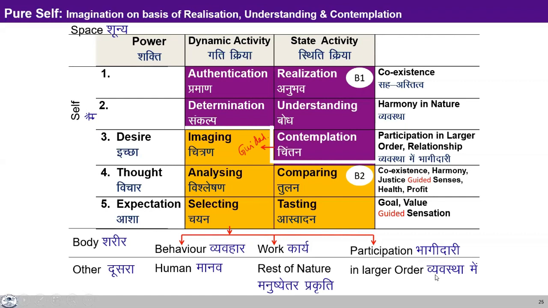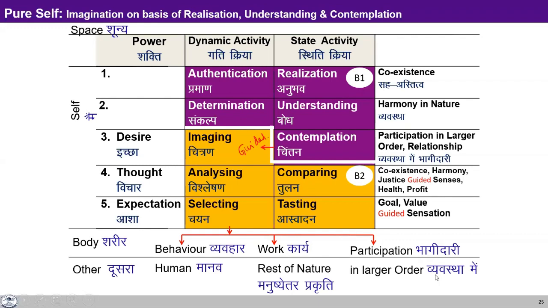Now when this takes place, then my testing, which was again partly activated earlier, because most of the time I was trying to ensure happiness by having some taste from the body. Now I also have a taste of right understanding here, and this whole thing has got activated. I have a taste of right feeling in me all the time. And with that testing of right understanding, right feeling only, I make the right selection, and this right selection ensures the right expression in behavior, in work, and in participation in the larger order.